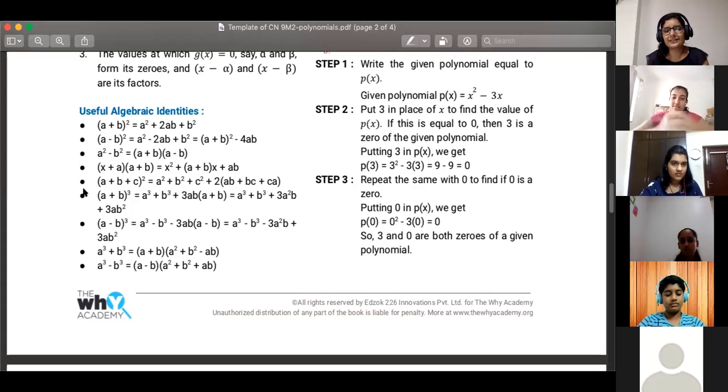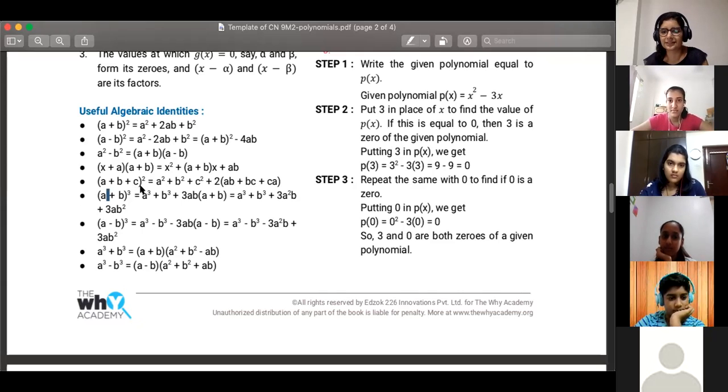Guys, if the 6th one, A plus B whole cube, feels easy, then A minus B whole cube follows the same pattern. So if there is difficulty, it should be in both. Ashka is saying 5th one. So this one, 3 terms. Sujal is also saying 5th one. Okay, so we'll pick up each one by one.